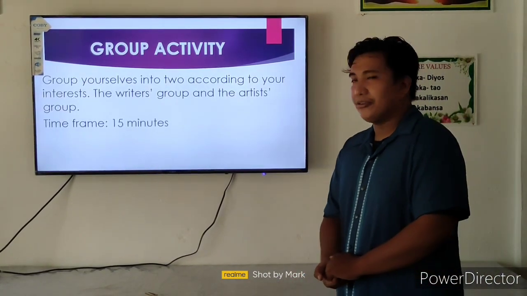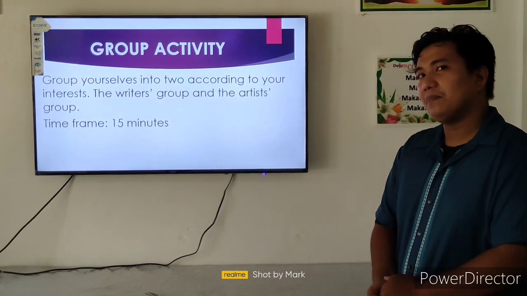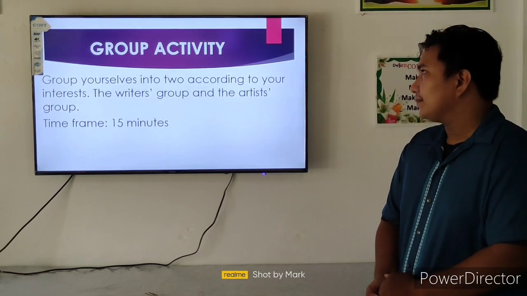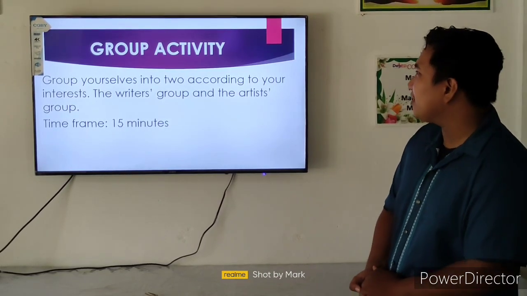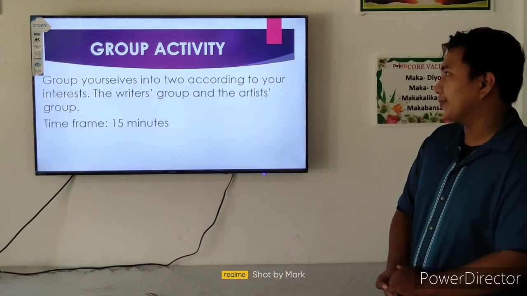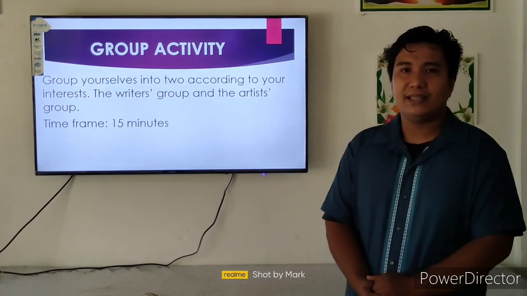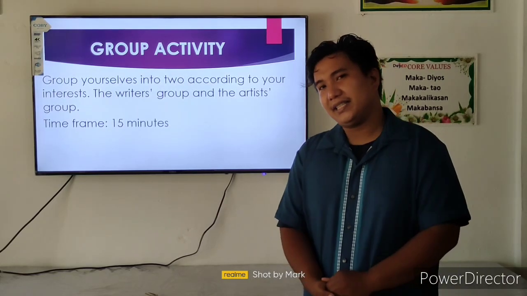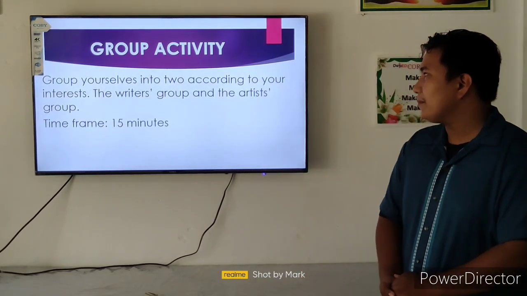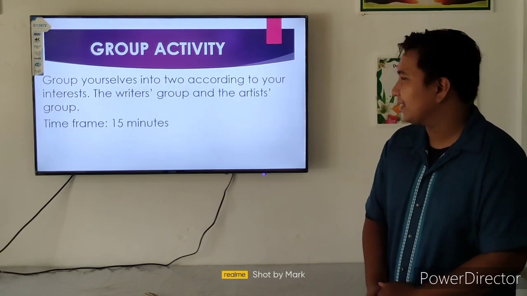Here is the group activity, or the application part, of the lesson plan that I have prepared. They have to group themselves into two groups according to their interest. So we have two groups, the writers group and the artist group. Here is the time frame. It is limited to only 15 minutes.